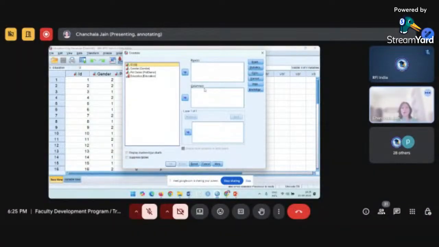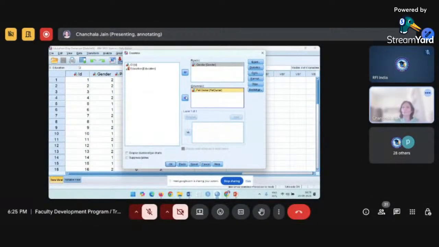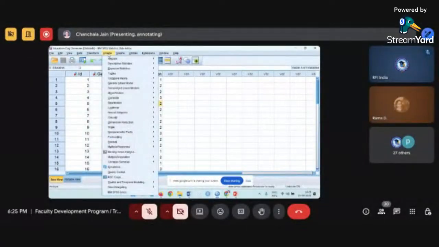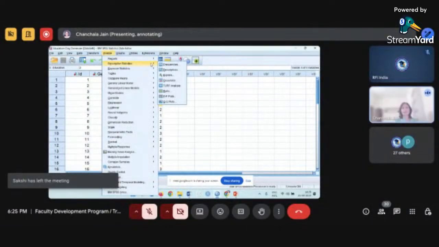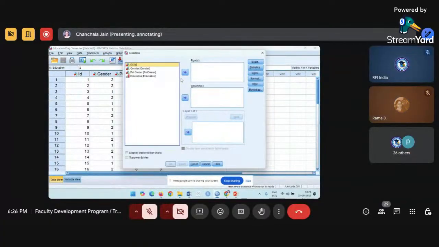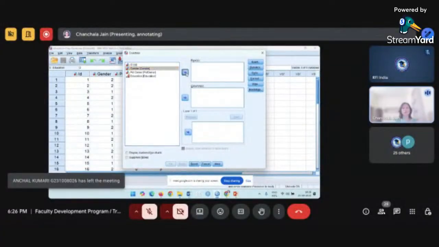Dialog box has appeared. Shift one variable into the rows, second variable into the columns. Shifting done? Shall we click it again from the beginning? Okay. Go to Analyze, Descriptive Statistics and Crosstabs. Done? Now shift gender into the rows, pet owner into the columns.